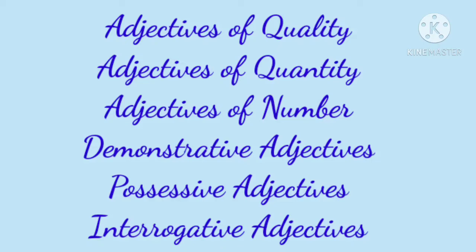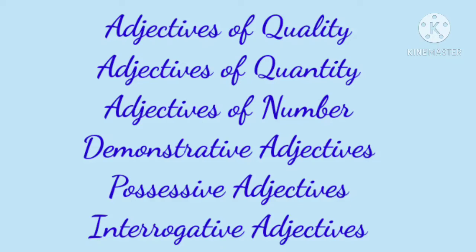Demonstrative adjectives answer the question which. The words which we use to demonstrate are this, that, these and those. This and that are used with singular nouns and these and those are used with plural nouns. So adjectives which point out which person or thing is meant are called demonstrative adjectives.